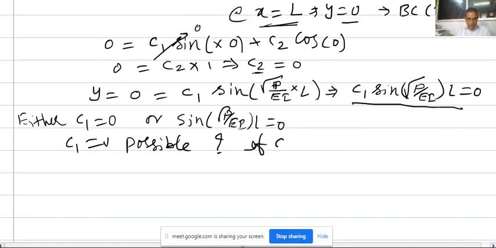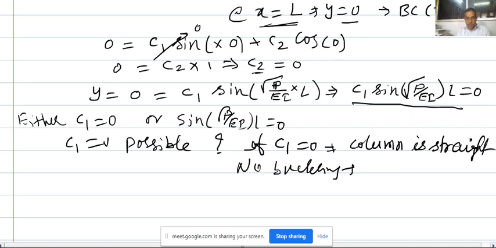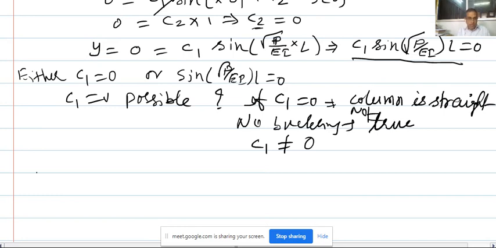If C1 equal to 0, the column is straight. If the column is straight for all values of P, that means there is no buckling, which is not true, because at a particular value the column has to buckle. It never bends, never buckles, no matter how much load is applied. That means C1 is not 0. So, if C1 is not 0, the other factor must be 0. That means sine of root P by EI into L equal to 0.